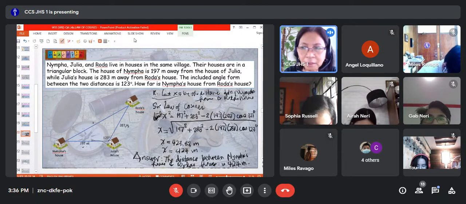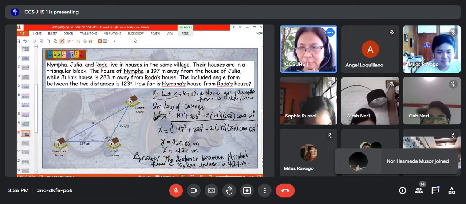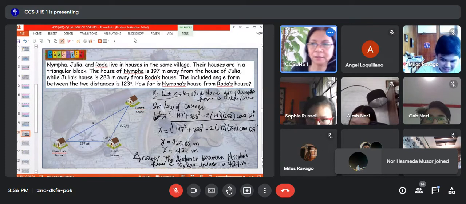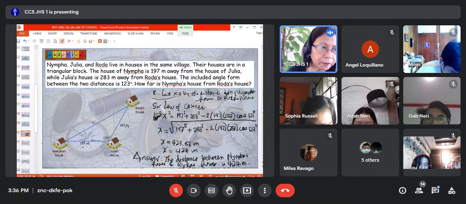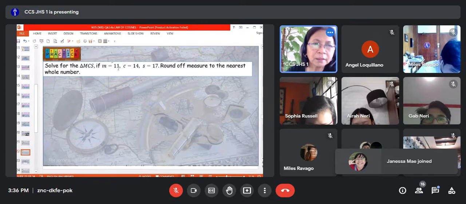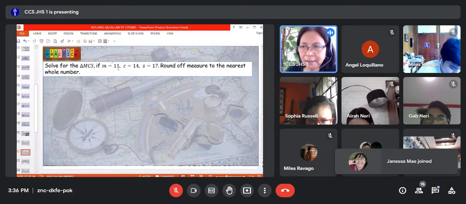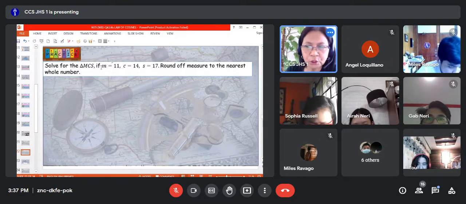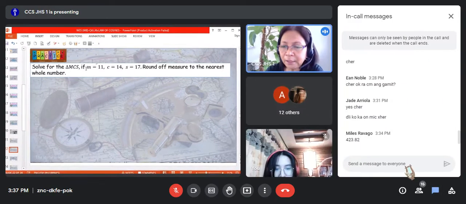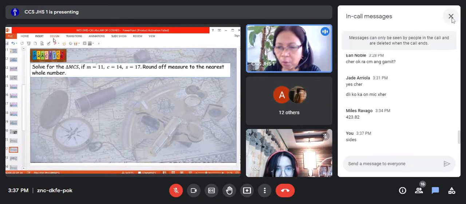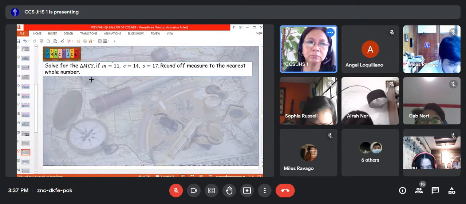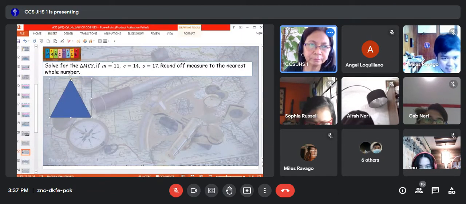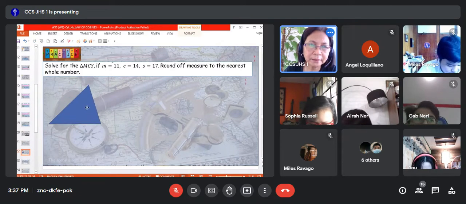Is the law of cosines difficult? Not really. It is easier compared to the law of sines. Okay, the law of sines is more difficult. Okay, let's proceed now to another problem wherein the given is triangle MCS. The given are all what? Look at the letters. All are small letters, so that would mean that the given are all sides. Very good. Sides of the triangle with different lengths.